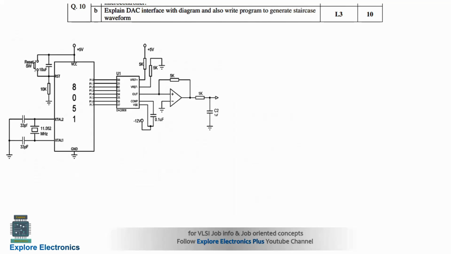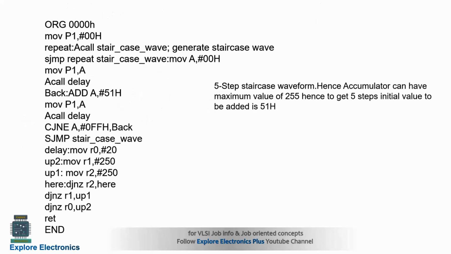Then the last question is: explain DAC interface with diagram and also write a program to generate a staircase waveform. This is the diagram for the interfacing of the DAC to generate the staircase waveform. And here is the program to generate a 5-step staircase waveform. Here the accumulator can have a maximum value of 255 to get 5 steps. This is shown for the 5-step staircase waveform. If you want more steps or different steps, you need to give the value for the accumulator accordingly.